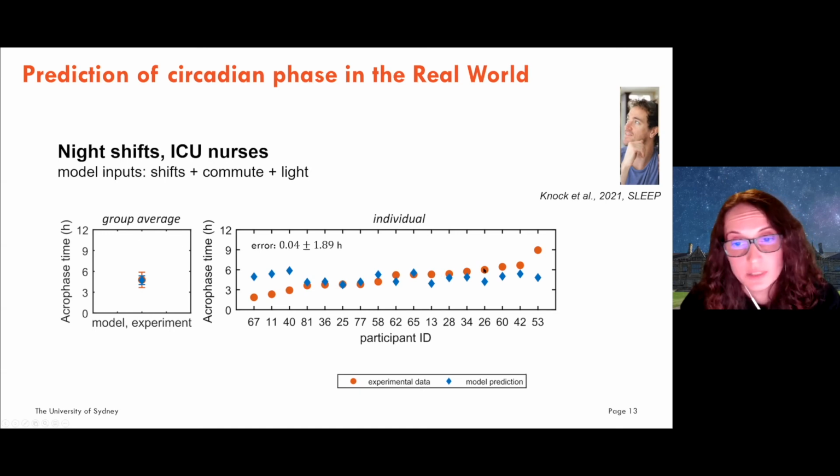When looking at individuals, some individuals are predicted really well, while others, there's still room for improvement, but this is not particularly surprising because we used a group average model for predictions of individuals. So we really cannot expect really good agreement here.